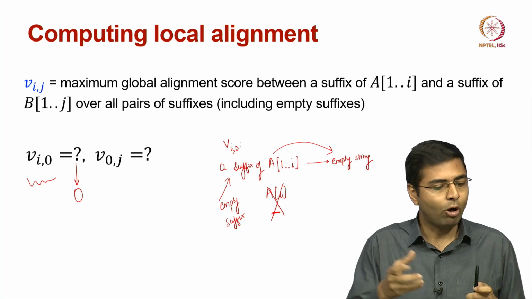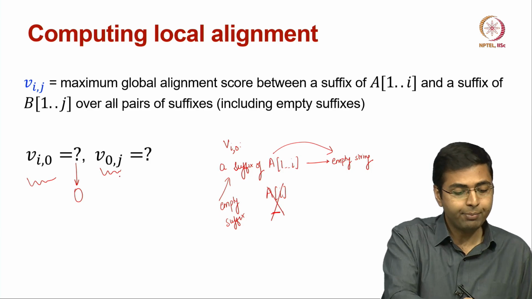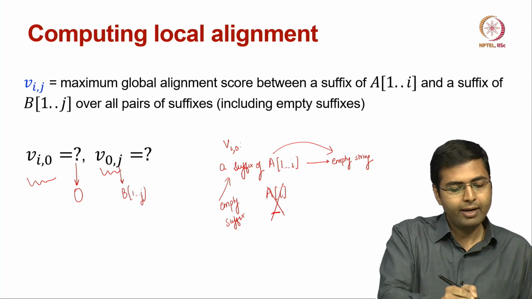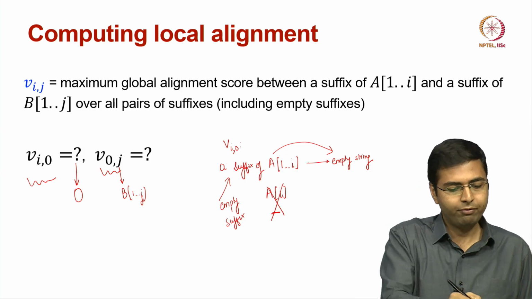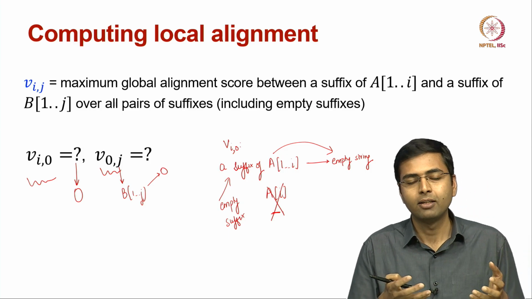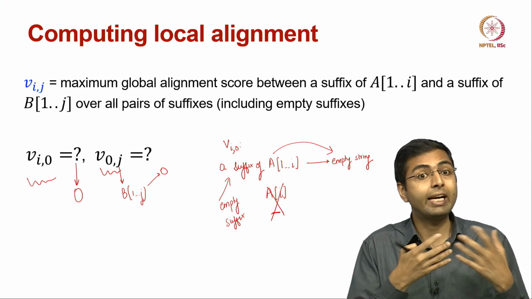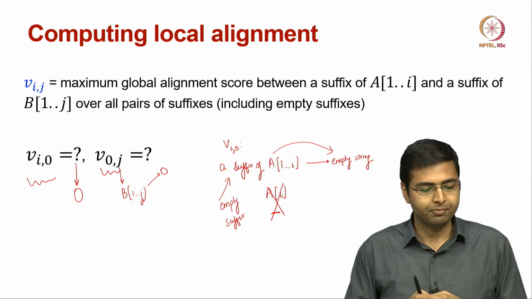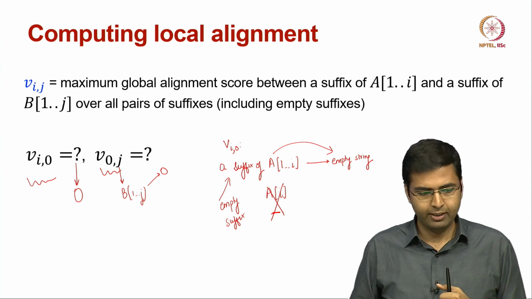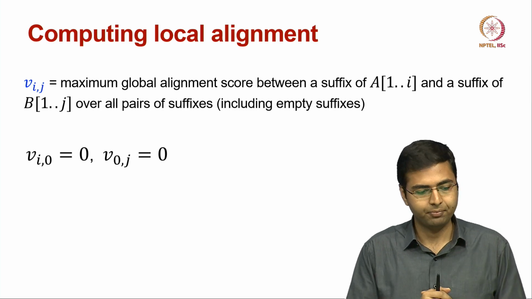I can apply the same logic to V0,j as well. That is, again I can pick an empty suffix of B1 to j and align two empty strings with alignment score 0, because that is the optimal choice I can make. If I pick a non-empty suffix, then I would have to give a negative alignment cost. So these two cases are trivial, we get 0 values for both of these scenarios.